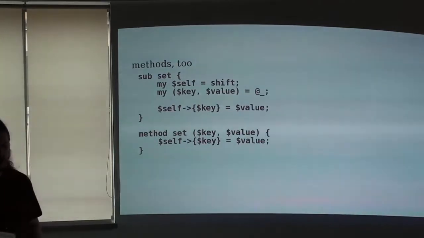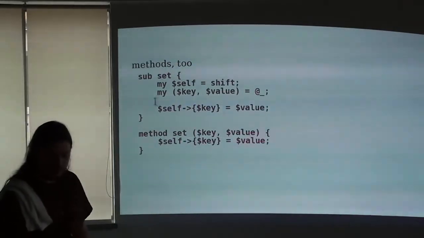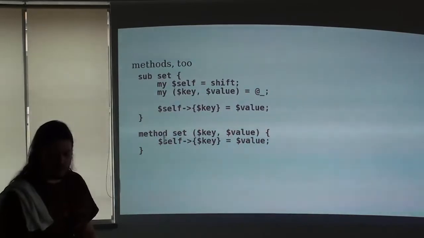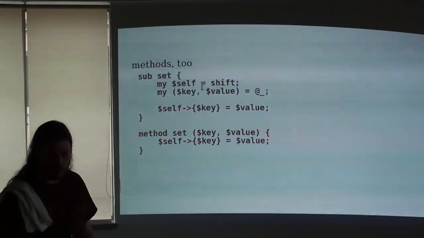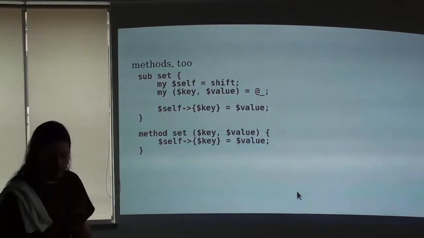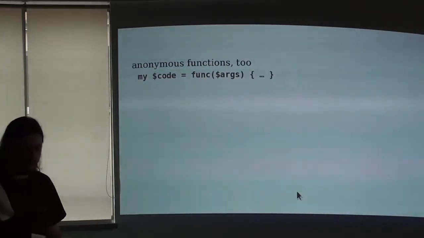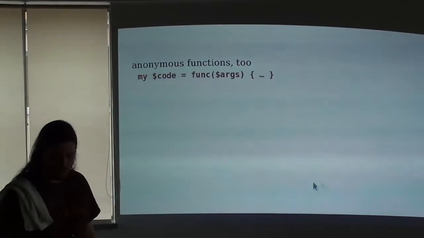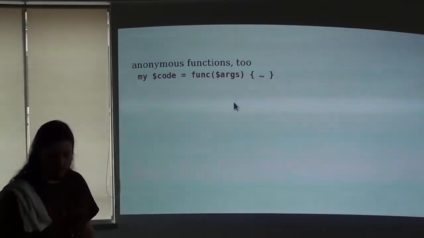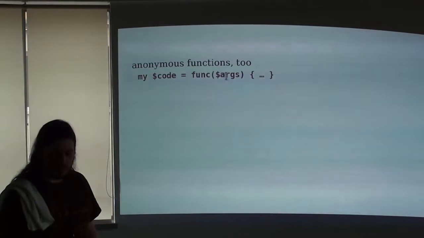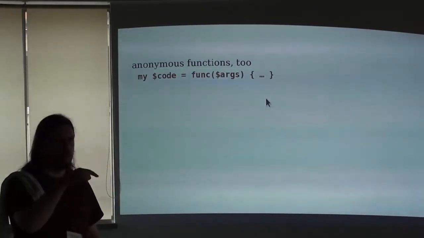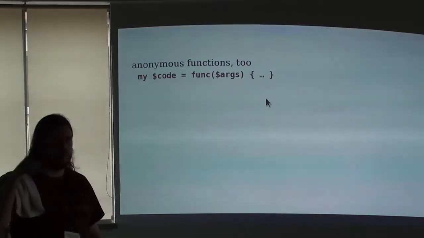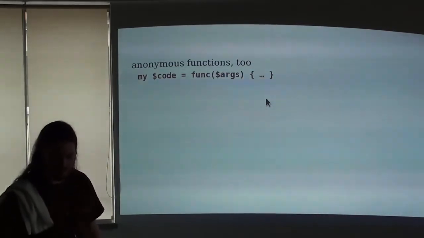Yeah, the same thing also works for methods. So you don't say sub, but instead method, and it will also give you the $self variable by default. You don't need to create it yourself. Okay. Also for anonymous functions, if you do some higher order programming, we can also give it a named parameter, which is much easier to write than $_[0] and so on.